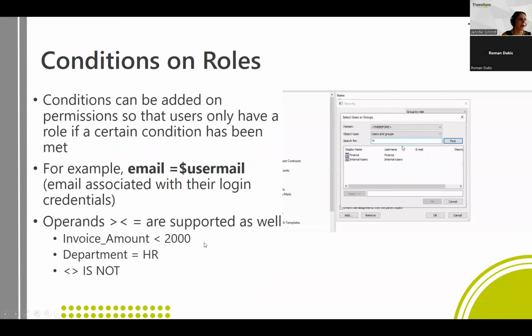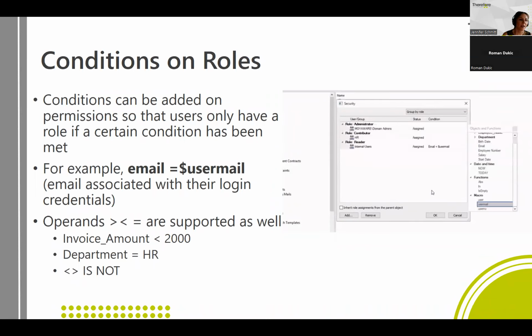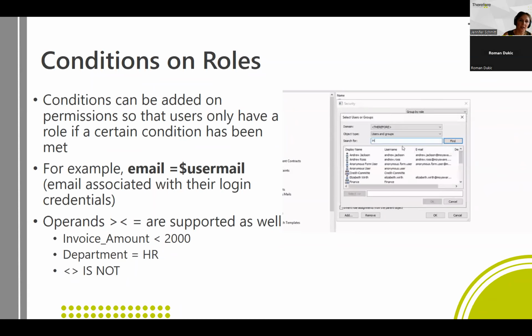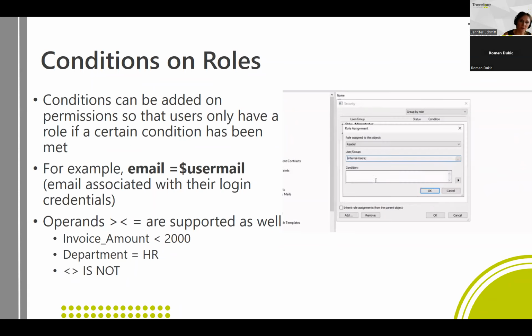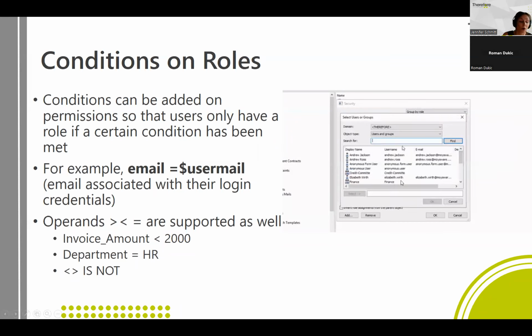Moving on, it's also possible to add conditions on roles. Conditions on roles allow you to really fine-tune the roles and the security within therefore. One common example is that you can say users only have permission on a certain document if the email index data matches the email address associated with that user's login credentials. This is what we're showing here in the GIF. The email has to equal the user mail, which means the user can only access their own documents.